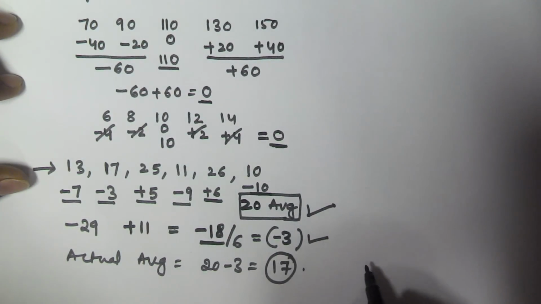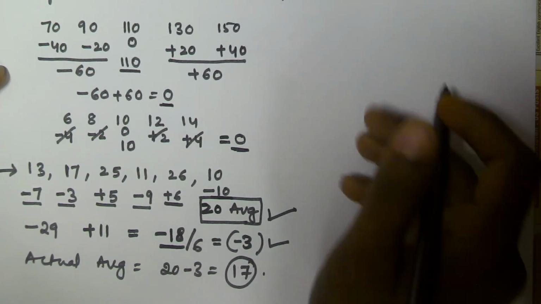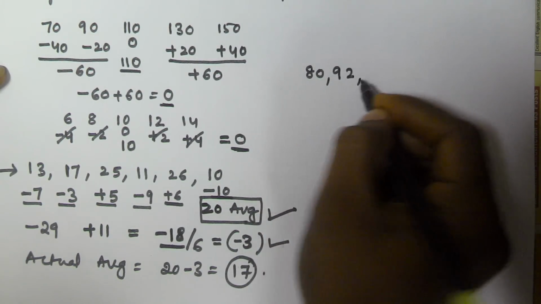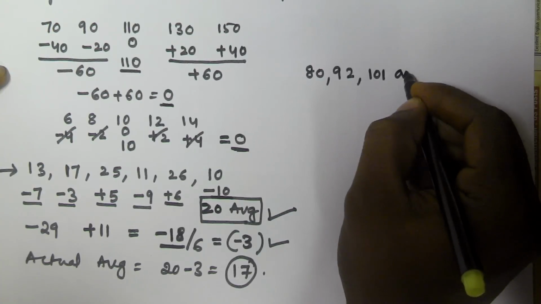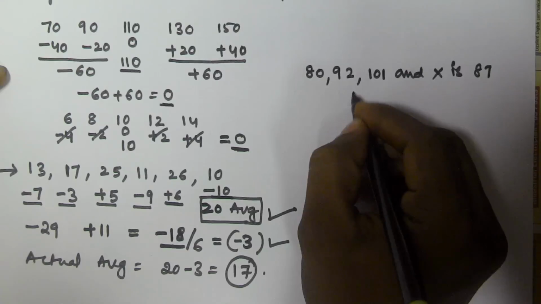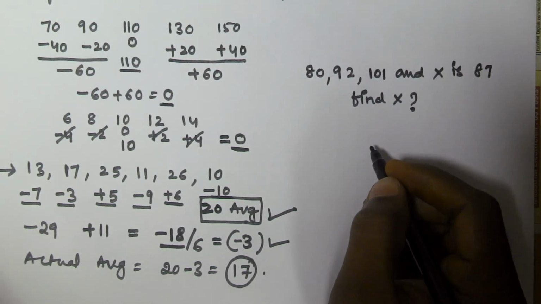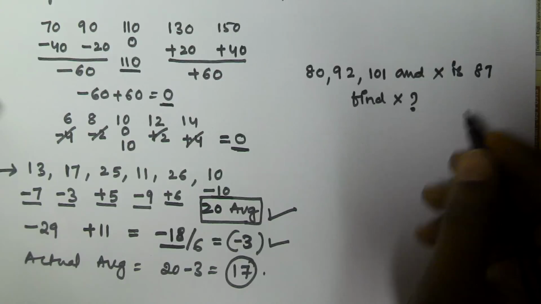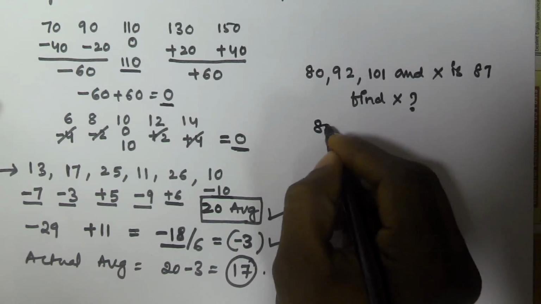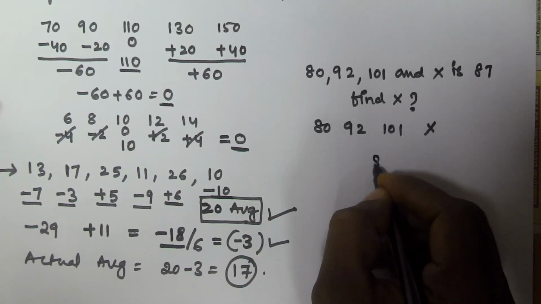I hope you understand this problem. Let's solve another example based on this deviation concept. Now the average of 80, 92, 101 and x is 87. Now find x. How to find x? The average of 80, 92, 101 and x is 87.